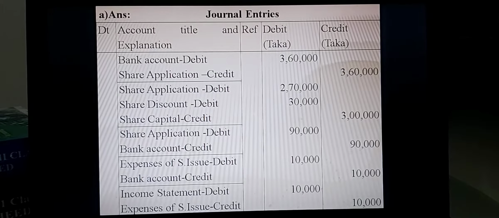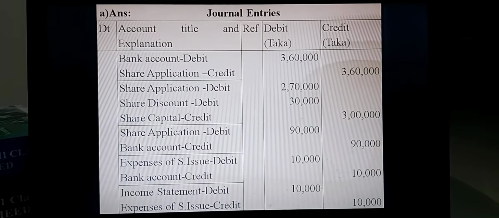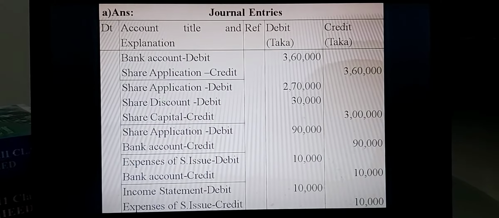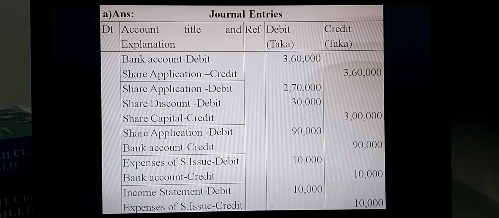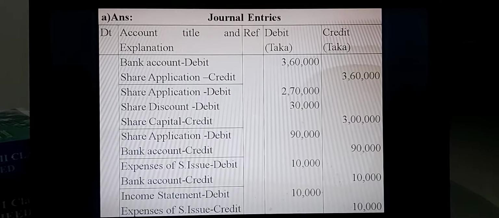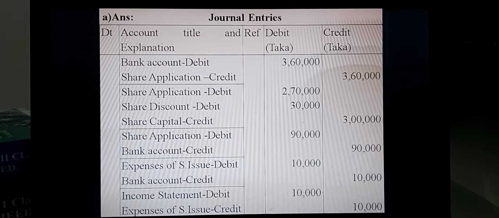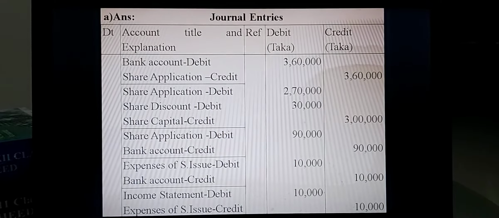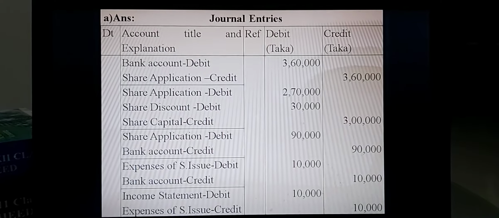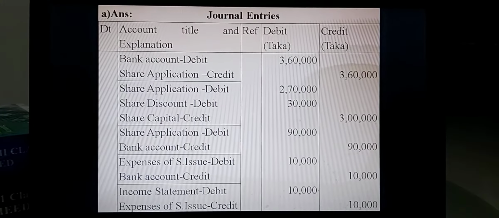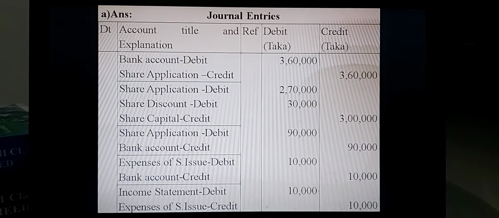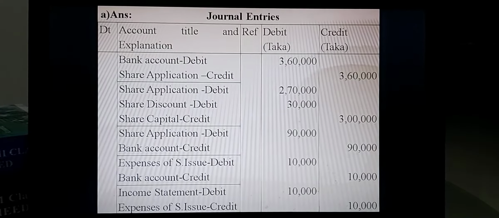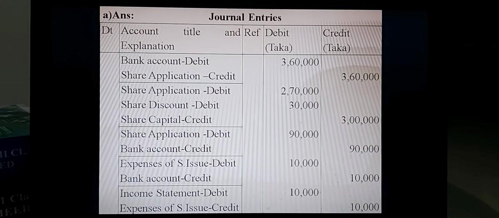So for the second journal, share application debit is 2,70,000, and share discount, for 30,000 shares issued at a discount per share of Taka 1, is 30,000 into 1, that is Taka 30,000. The total share capital to be created is the issued shares of 30,000 and face value of Taka 10, that is share capital of Taka 3 lakh.